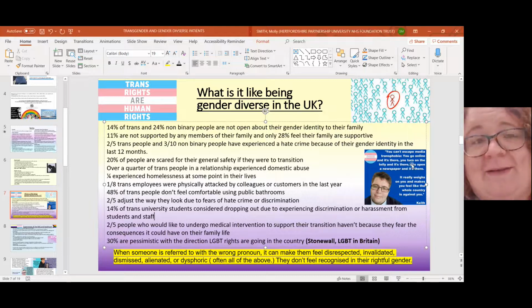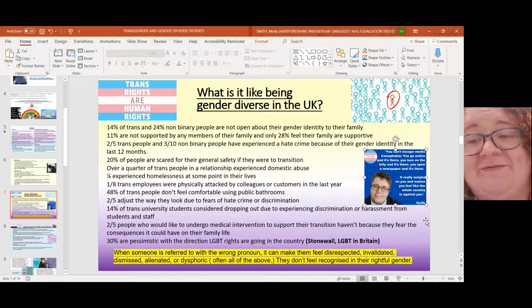I've got a quote here. This came from Transaction, from their Instagram page. So Keith here is saying, you can't escape media transphobia. You go online and it's there. You turn on the telly and it's there. You open a newspaper and it's there. It really weighs on you and makes you feel the whole country is against you.